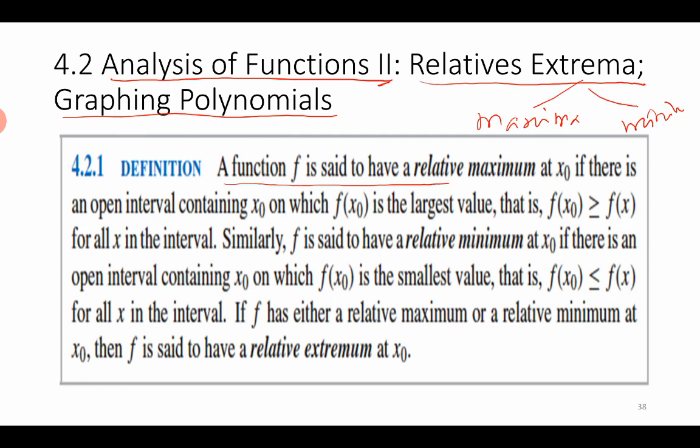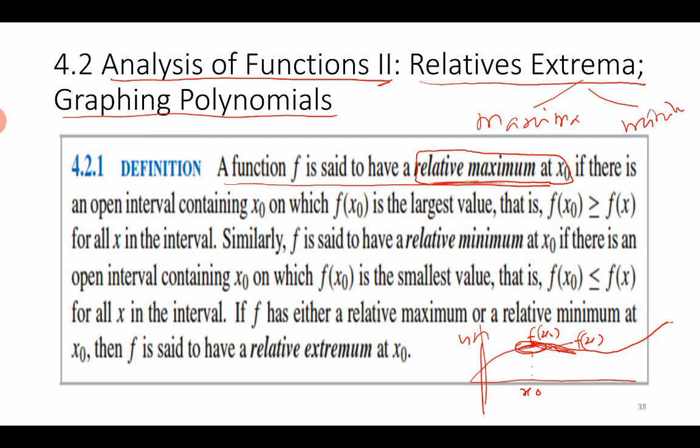A function is said to have a relative maximum at x0 if there is an open interval. Assume that this is the curve of a function, this is x0, and this is the x-axis and this is the y-axis. If you want to say that in this locality the value f of x0 is maximum, there should be an open interval in which every other f of x will be lesser than this value. That's given here. If this condition is satisfied, then f of x0, this point, is the maximum value. So there are many local relative maximums possible. In a similar way, you can define a local minimum.